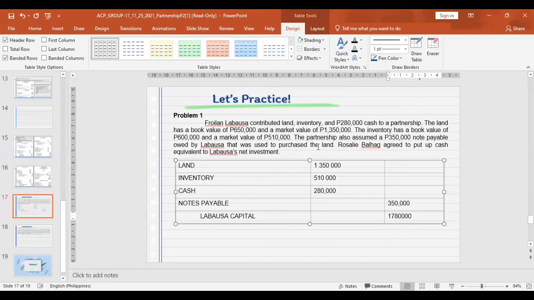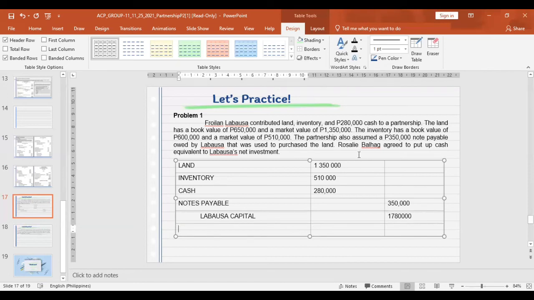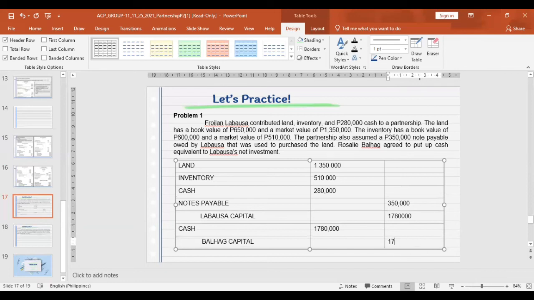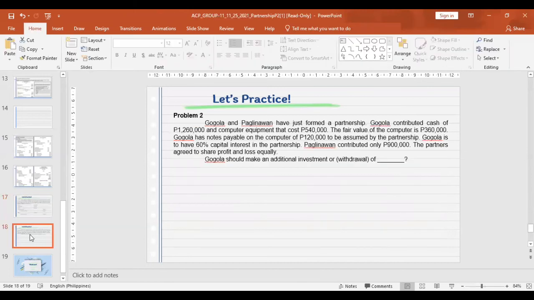Then, sabi naman dito, Rosalie Banlag agreed to put up cash equivalent sa net investment. So, ang i-record din natin dito, yung kay Rosalie Banlag, cash niya, 1,780,000. Kasi sabi equal. Kay Banlag, capital, 1,780,000. So, ganyan lang siya i-record. So, next tayo.